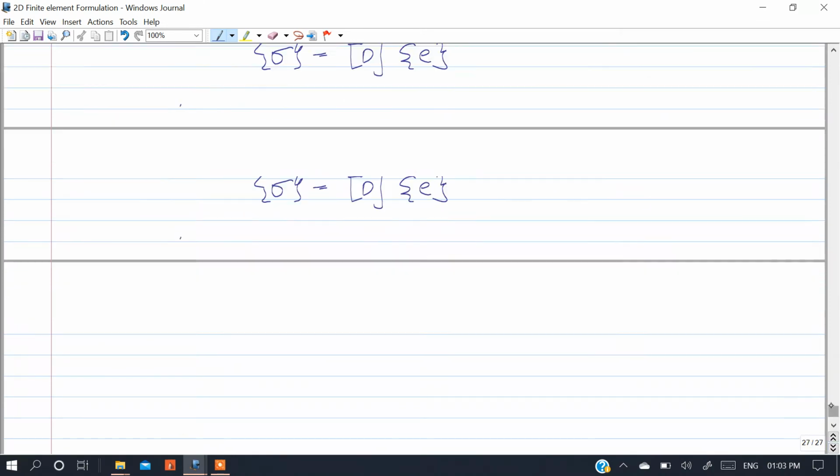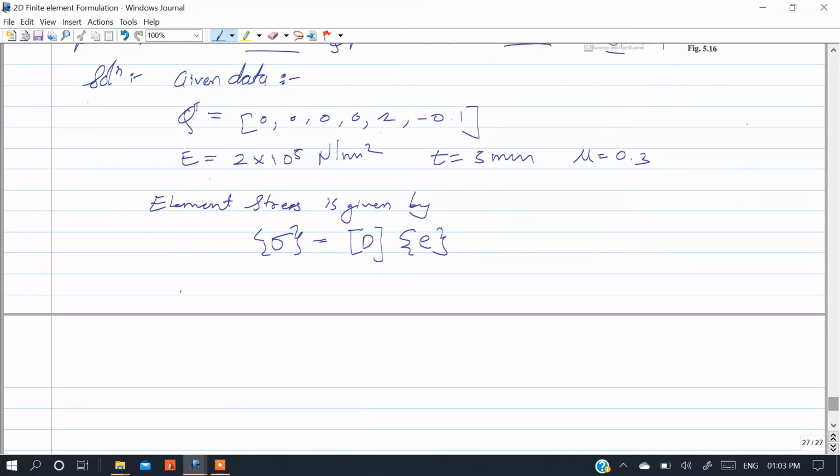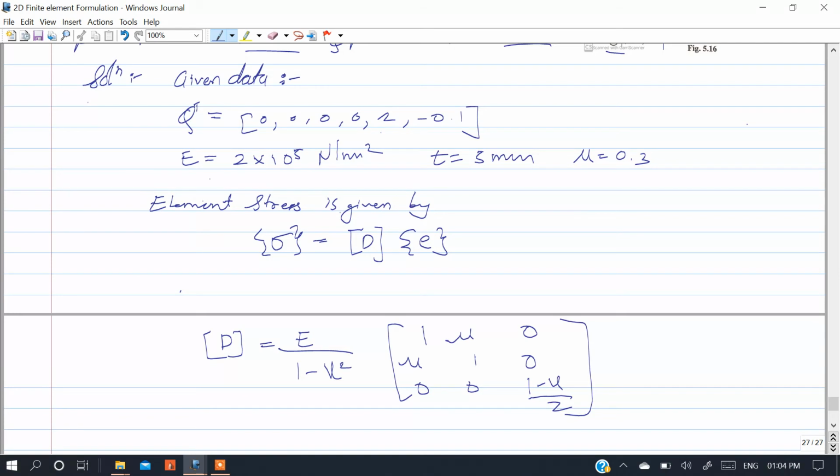Okay, so for this I have explained the derivation. Which formula are we going to use? Plane stress, because the problem is over plane stress. Okay, because element stress is asked. So D equal to E upon 1 minus mu square, in bracket 1 mu 0, mu 1 0, 0 0 (1 minus mu) upon 2. So this is the formula.